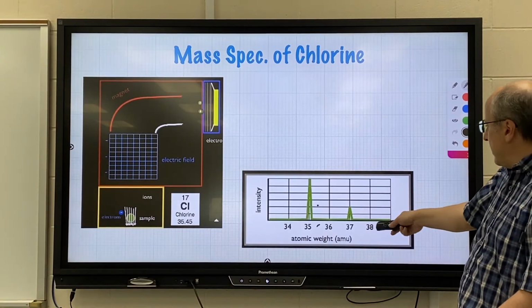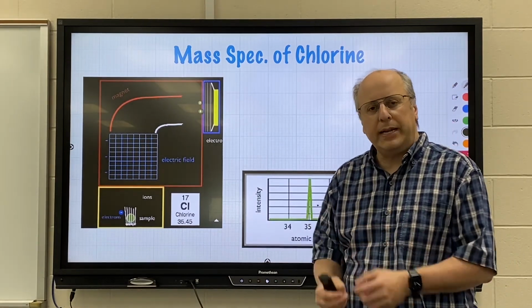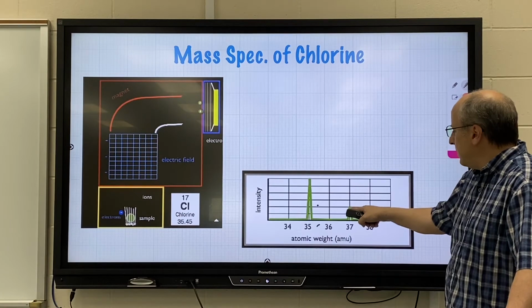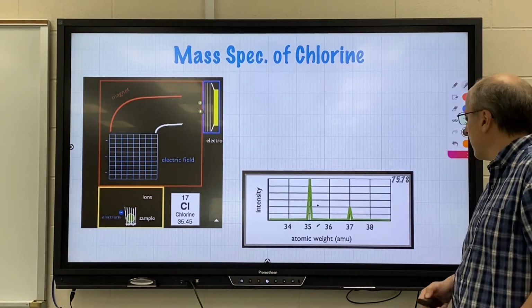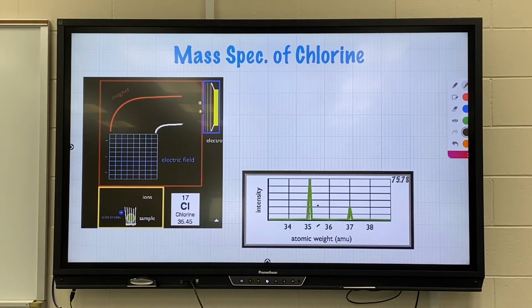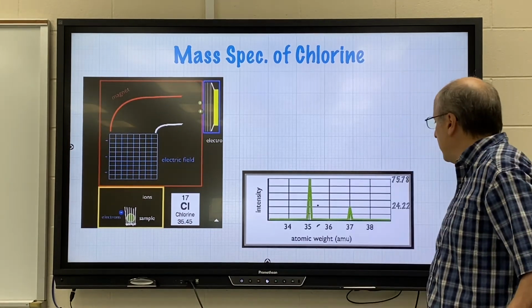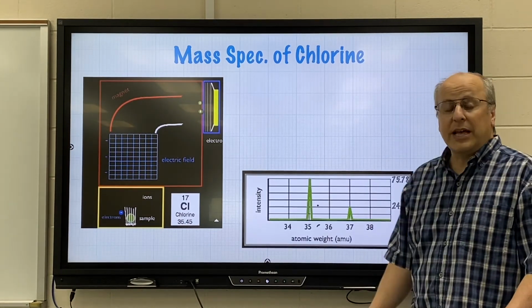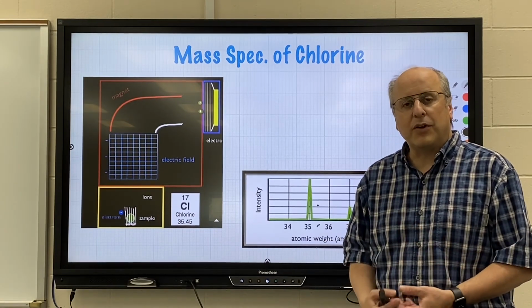When they looked at it, they would see two different spikes in the mass spec, in terms of how bright. You can see that one of them has not too many, and the other has a lot more. About 76% of chlorine has a mass of 35 atomic mass units, and about 24% has a mass of about 37 atomic mass units.